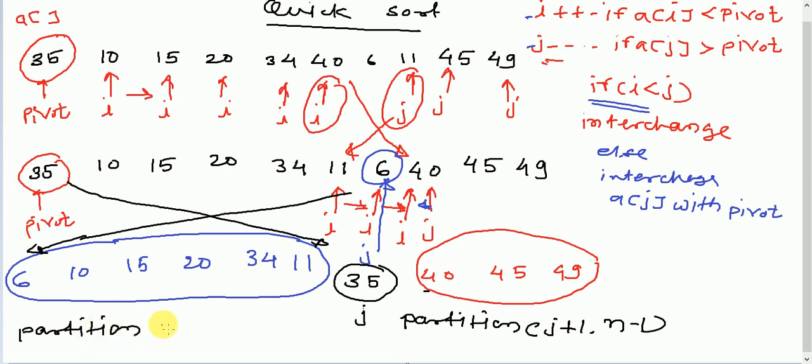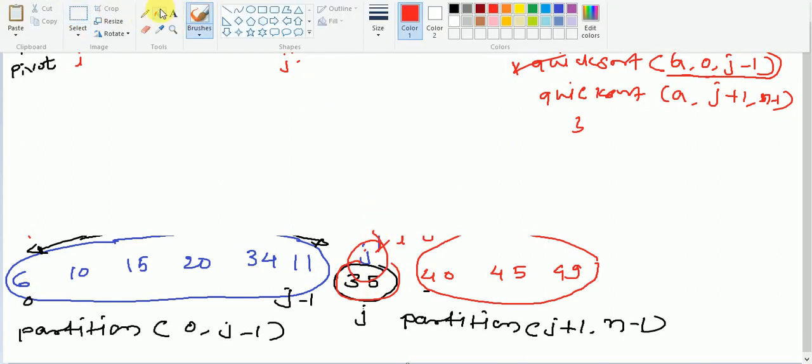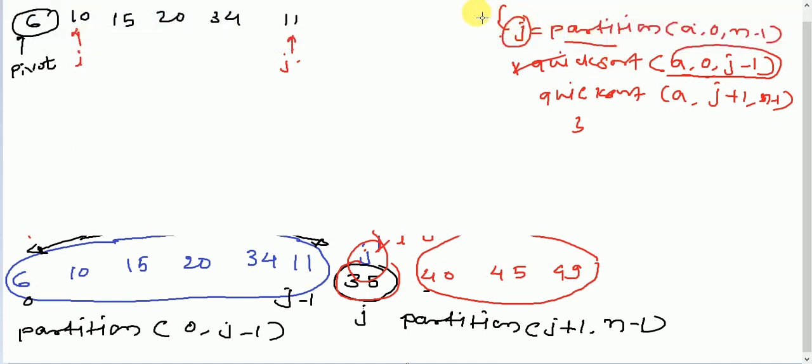So I will apply the partition process on 6, 10, 15, 20, 34 and 11. Since this is j, this will go from 0 to j minus 1, and then again recursively we will be solving this. Now look here, it's very important. We are sorting a from 0 to j minus 1, applying it recursively. So here I am taking only the left part.